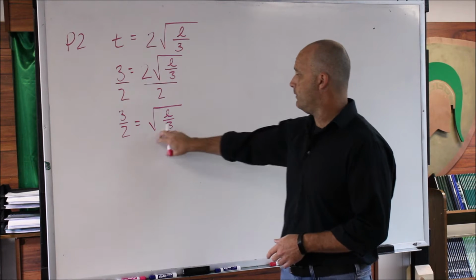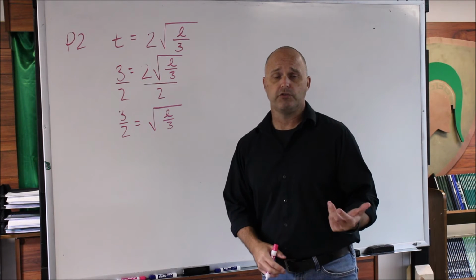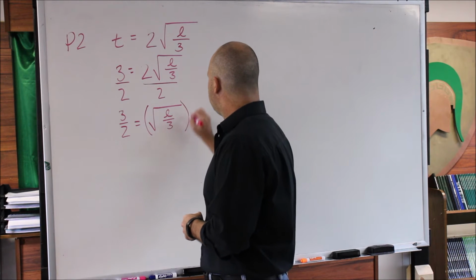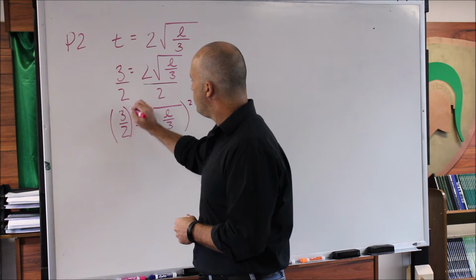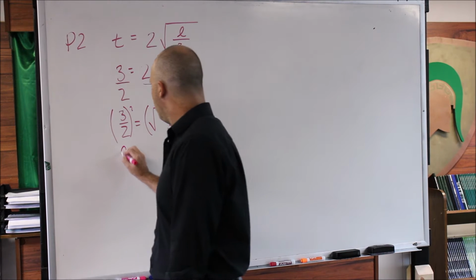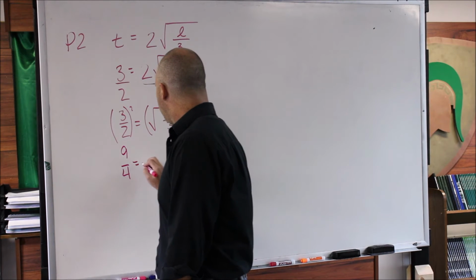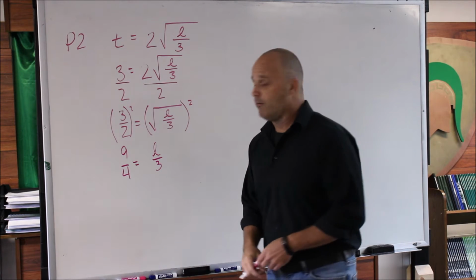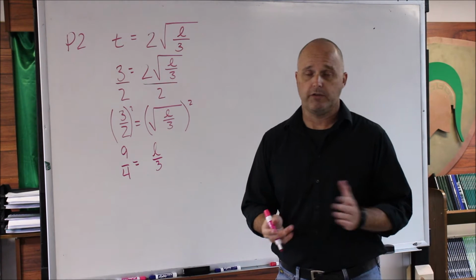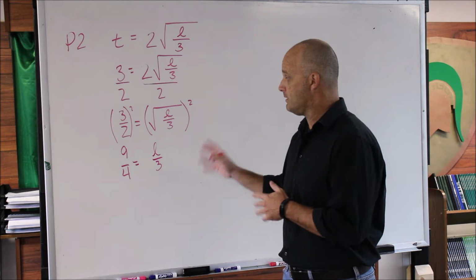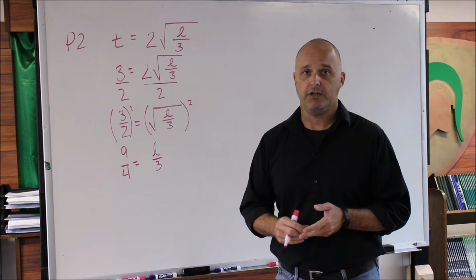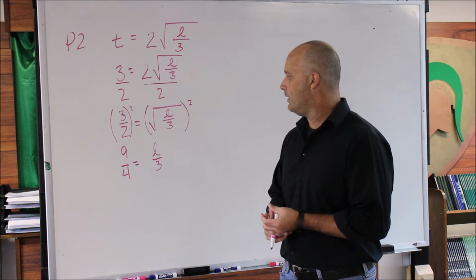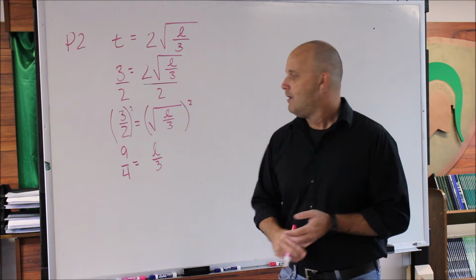Now in order to get rid of the square root, again, we're going to do the opposite of a square root, which is a square. So square this side and square the other side. So now this becomes 9 over 4, and that's equal to L over 3. So now you can work this a couple of different ways. You could treat this as a proportion and do cross multiplication, or you could continue on by isolating L. I'm just going to go ahead and continue on by isolating L.